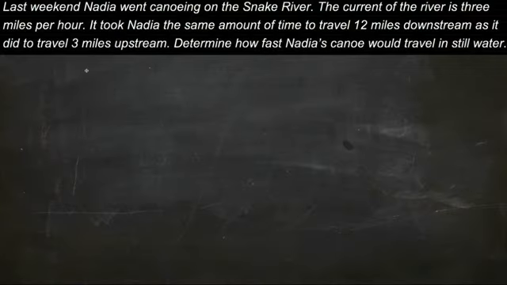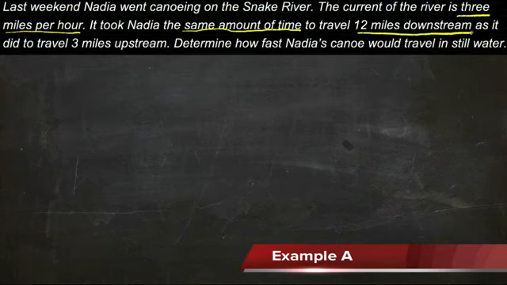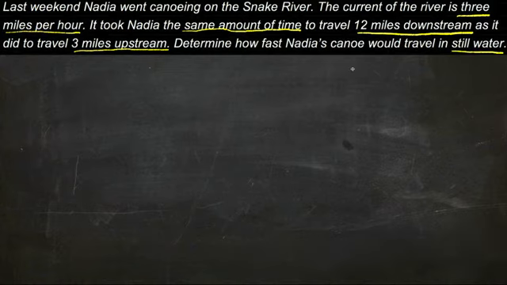Here's another application problem. Last weekend, Nadia went canoeing on the Snake River. The current of the river is 3 miles per hour. It took Nadia the same amount of time, that's important, same amount of time, to travel 12 miles downstream as it did to travel 3 miles upstream. We need to figure out how fast her canoe would travel in still water, so without the current.